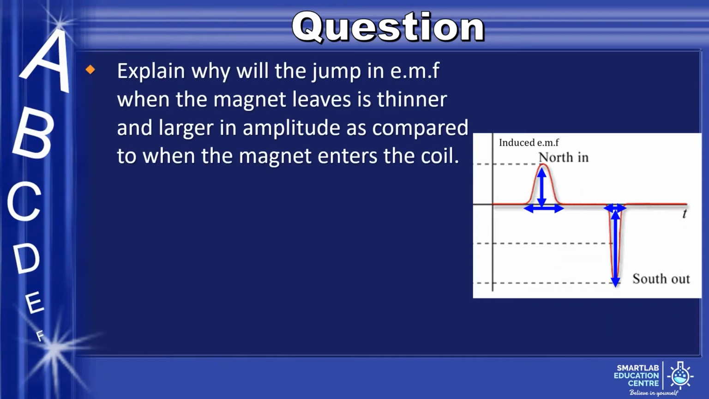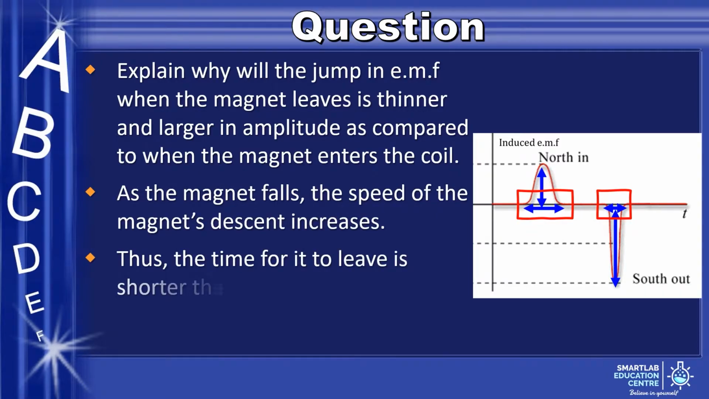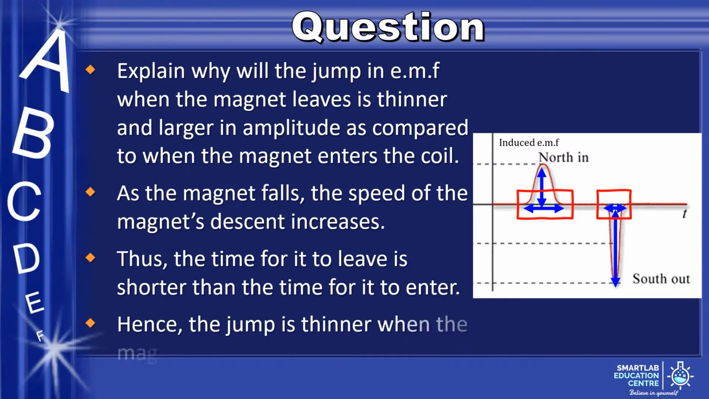Explain why the jump in EMF when the magnet leaves is thinner and larger in amplitude as compared to when the magnet enters the coil. As the magnet falls, the speed of the magnet's descent increases. Thus, the time for it to leave is shorter than the time for it to enter. Hence, the jump is thinner when the magnet leaves the coil.